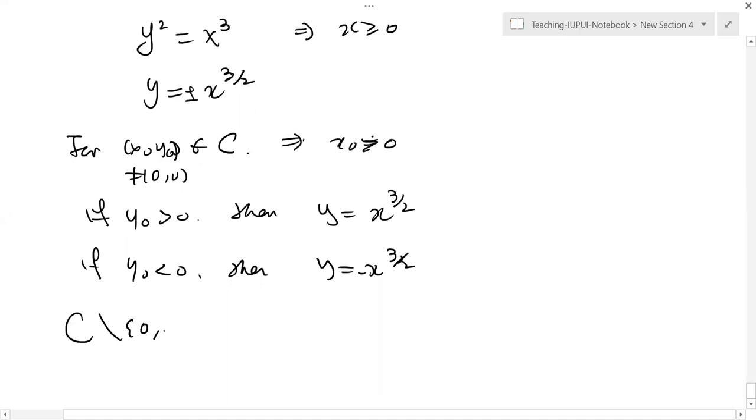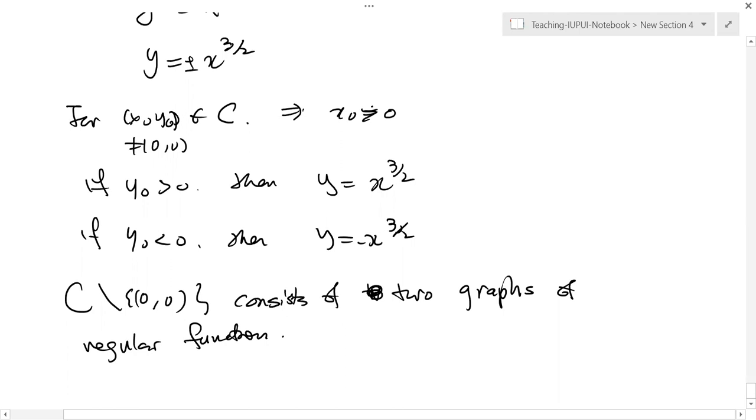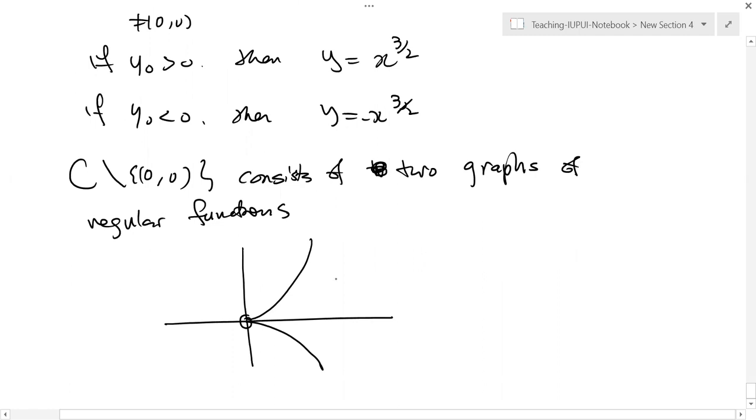So C minus the origin consists of two graphs of regular functions. Of course, they are regular curves, right? Smooth functions, okay? If you look at the picture, it looks like that. Actually, I have to delete the point. The whole level curve has a singular point, and you have to remove it, and then it consists of two pieces. Each of them is actually the graph of a function.